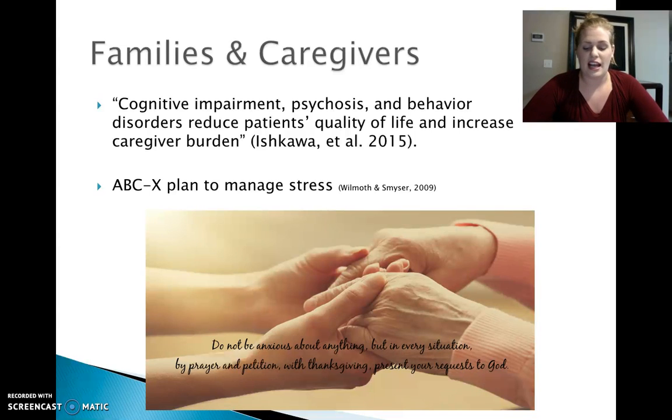All of these features can have a detrimental effect on the family and increase the stress and burden of caregiving. On the gravity of Parkinson's, one of his colleagues states, cognitive impairment, psychosis, and behavior disorders reduce patients' quality of life and increase caregiver burden. So when exploring what to actually do to help families and caregivers manage stress, Wilmoth and Smizer show how the ABCX model of family stress is used in order to help provide families with a framework to actually cope with stressful circumstances. And this can be used for an individual as well.